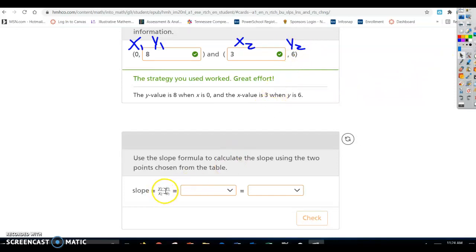So y2 minus y1. My y2 is 6 minus y1 is 8, so 6 minus 8. Then our x's: x2 is 3 minus x1 of 0. That's our formula. All we did was take these numbers and plug them into this formula. Now we're going to simplify. 6 minus 8 is -2, and 3 minus 0 is just 3. So that's going to be -2/3.